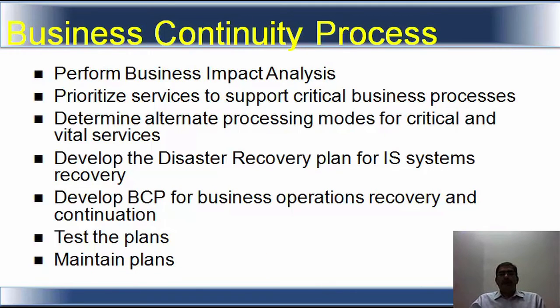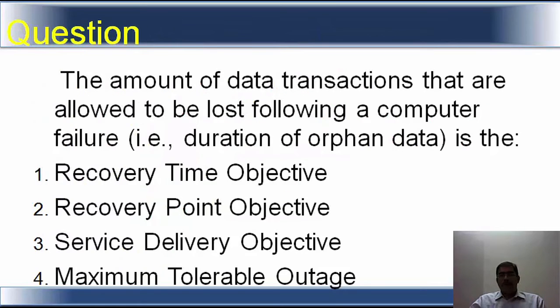So now we have looked at various things. Let's see the BC processes, the business continuity processes. We have seen what a BIA is. So first we do a business impact analysis. Then we prioritize services to support critical business processes. We determine alternate processing mode for critical and vital services. We develop the disaster recovery plan for information systems recovery. We develop a BCP for business operations continuity and recovery. Then we have to test the plans, and maintain the plans to reflect changes which have happened in the organization since the document was made. Let's look at some simple questions on BCP.